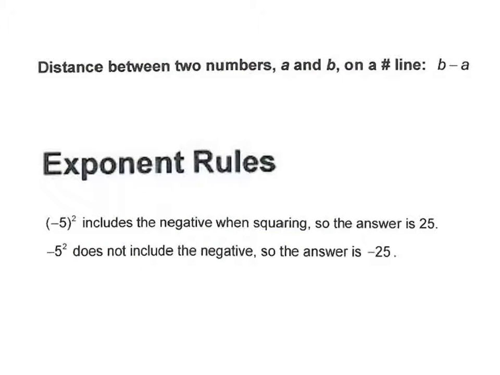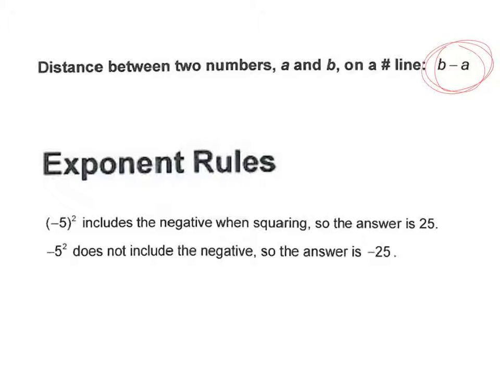Now we're completely changing gears, and we're going to do just a variety of little things here. The next thing that will come up in your homework is they're going to ask you about the distance between two numbers on a number line. And so that's just, if the first number is A and the second number is B, you take the second number minus the first number. So it's just that little formula.